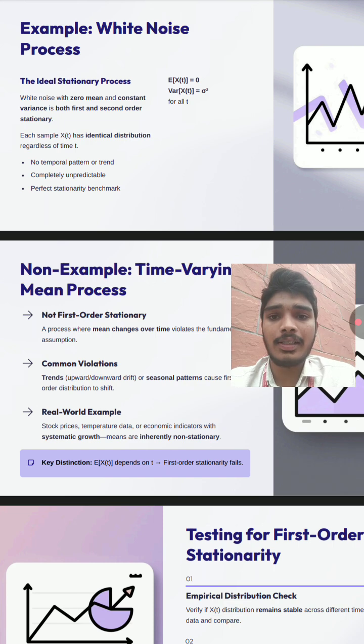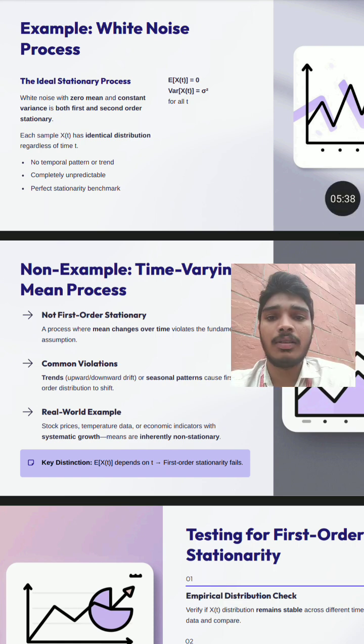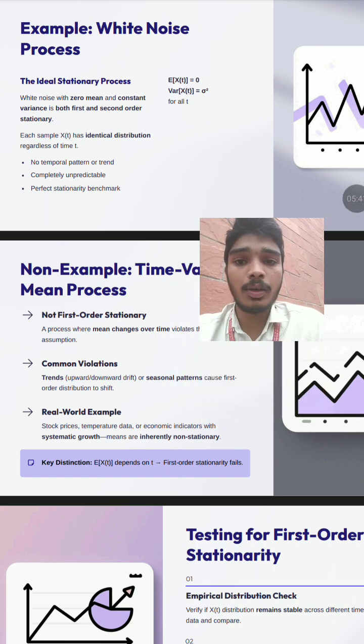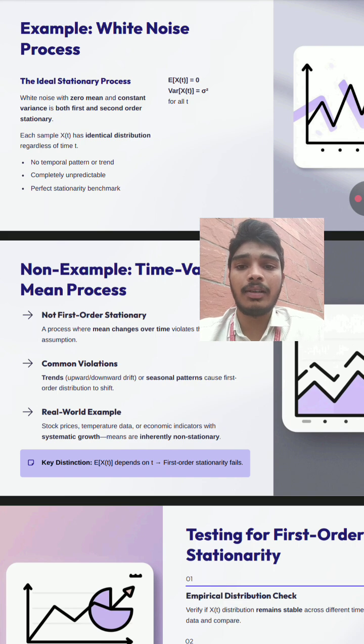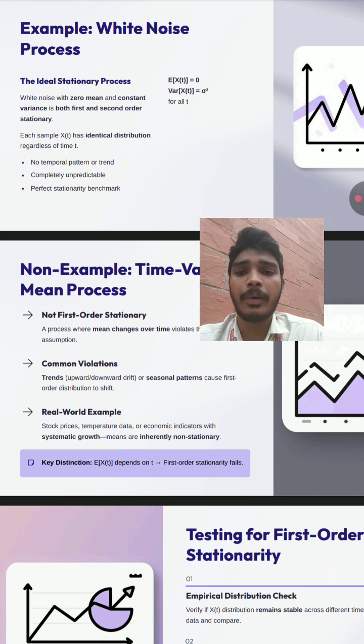White noise, the ideal stationary process. White noise with zero mean and constant variance is both first and second order stationary. Okay, let us understand. White noise with zero mean, expectation of x of t equal to 0, and constant variance sigma x square is constant for both first and second order stationary. Each sample x of t has identical distribution regardless of time. There is no temporal pattern or trend, completely unpredictable, a perfect stationary benchmark.